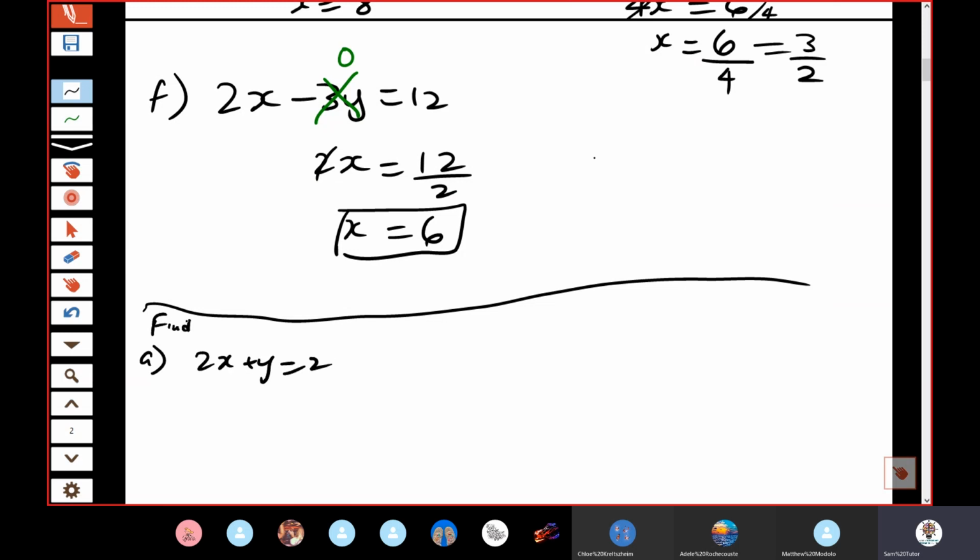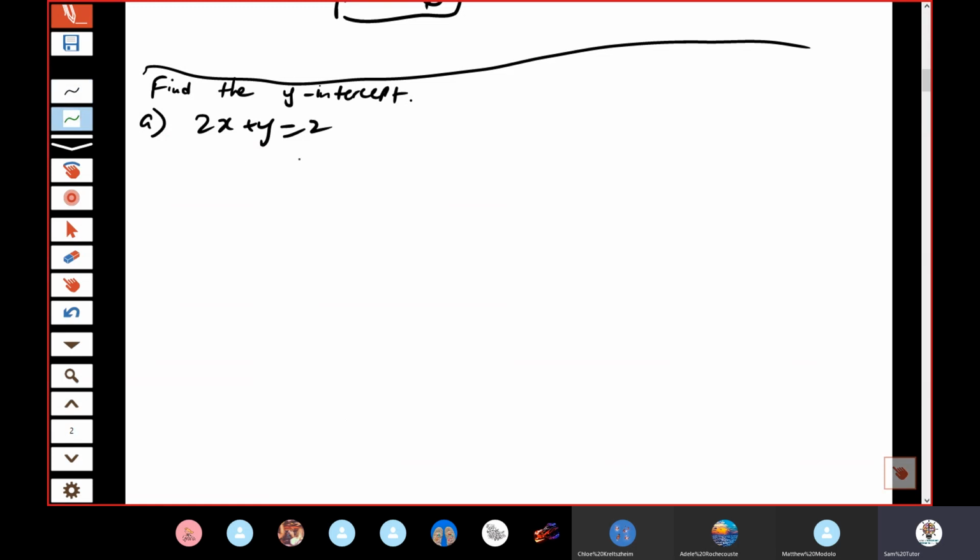Let's write, find the y-intercept. Okay, again, to find the y-intercept, you let x equal to 0. So what happens to this component here? It becomes 0. What are you left with? You guys can see the answer. y equals 2. Any questions?